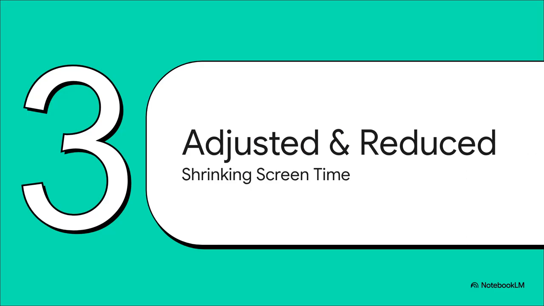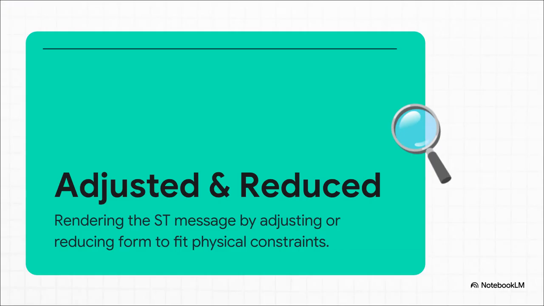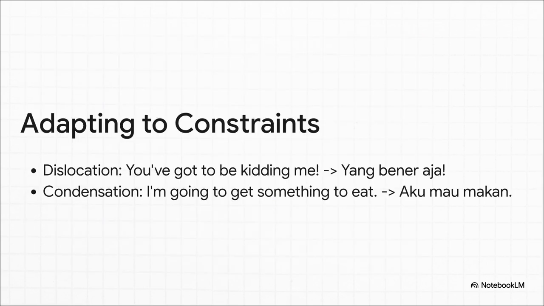Which brings us to part 3, adjusted and reduced strategies. We can't always have perfect matches. Eventually, we enter this gray area where subtitlers have to actively massage, compress, or adapt the text just to fit those crazy physical constraints we talked about earlier. To pull this off, they might use dislocation to save the tone or condensation to save space.